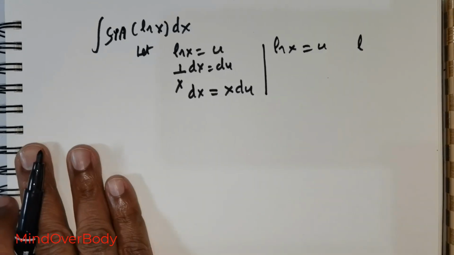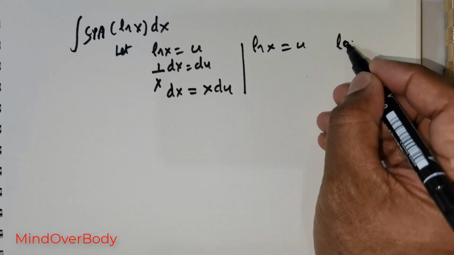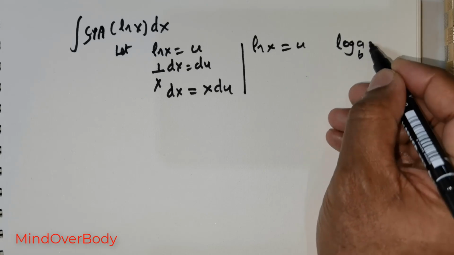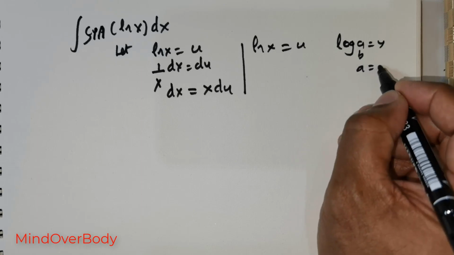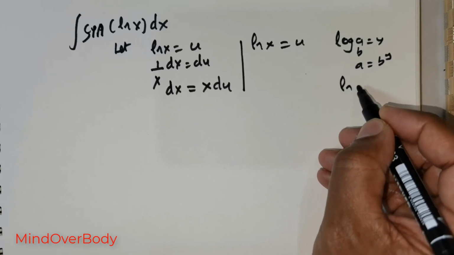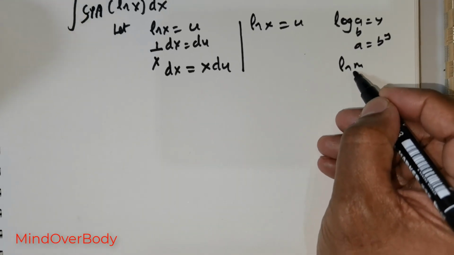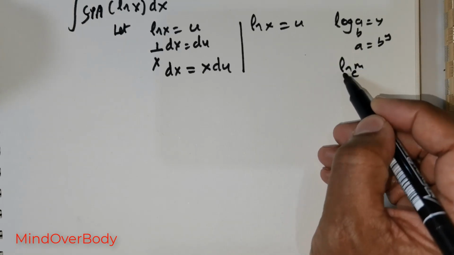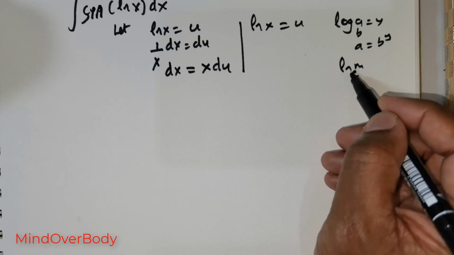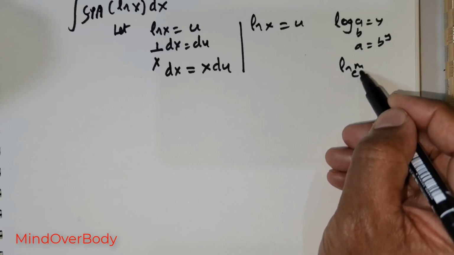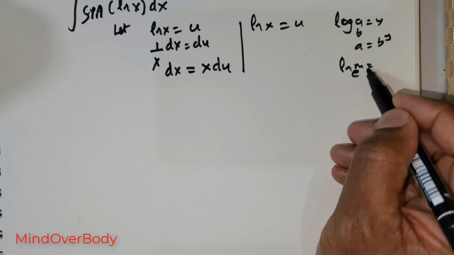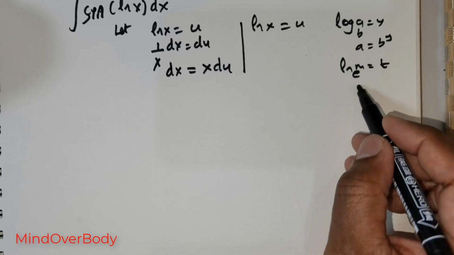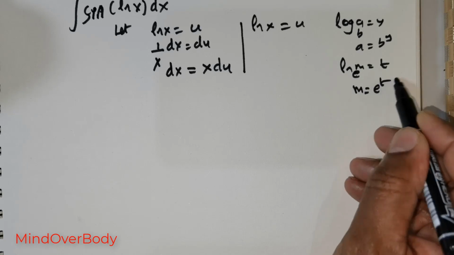Now from logarithms there is a property. If you have something like log a to the base b is equal to y, then you can rewrite this as a is equal to b raised to the power of y. This is also applicable to natural logarithms. I'm just taking this as an illustration. If you see ln m to the base e equal to t, then you can very well rewrite this as m is equal to e raised to the power of t.